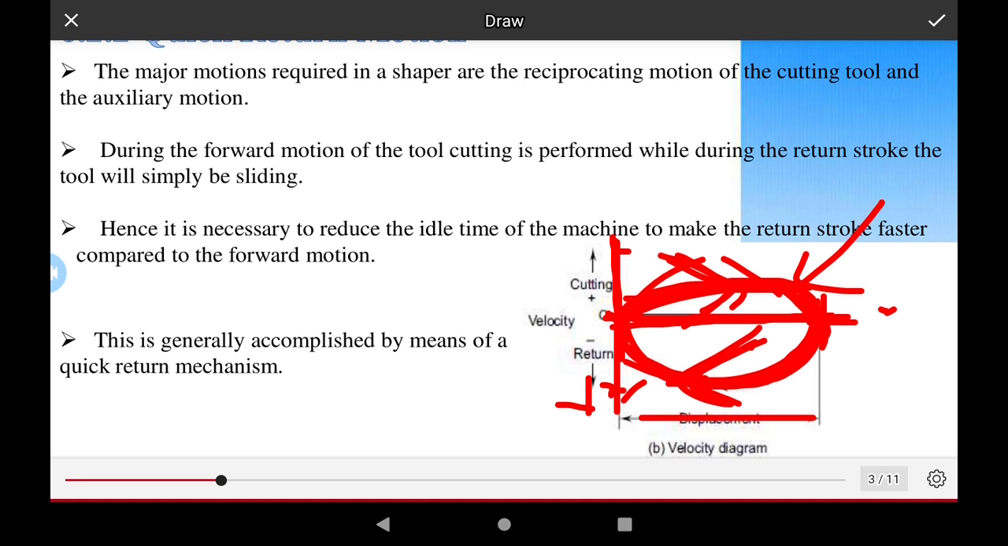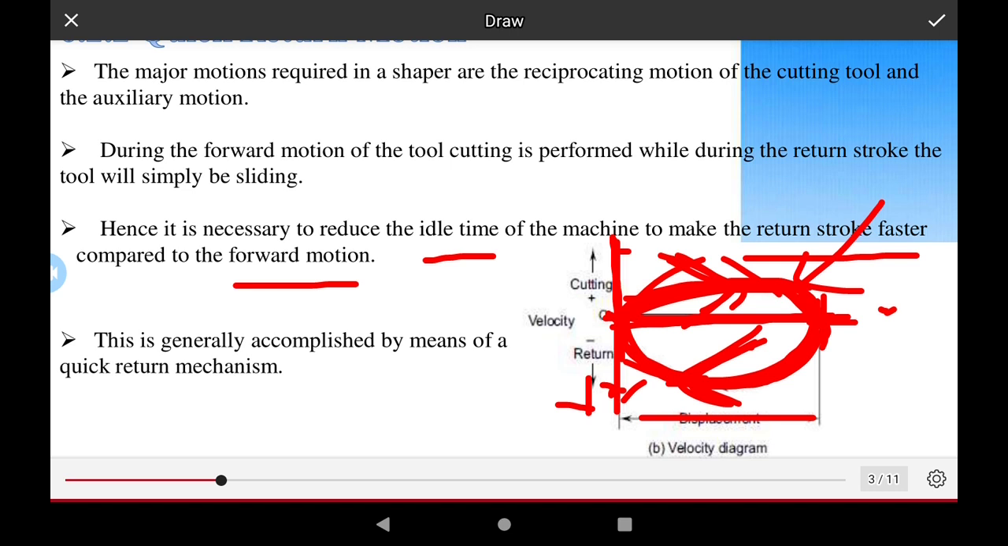it is necessary to reduce the idle time. It is necessary to reduce the idle time of the machine by making the return stroke faster. The return stroke is required to be faster compared to the forward motion of the tool. Hence the idle time of the machine is reduced, and the efficiency and economics of the machine increase.